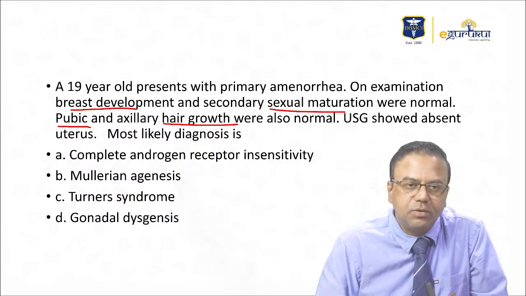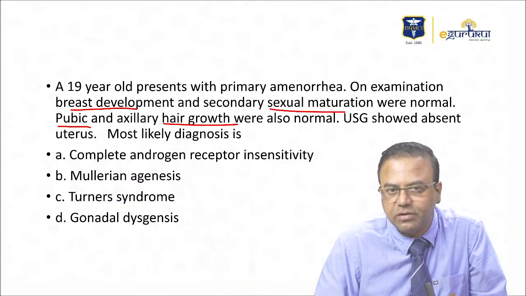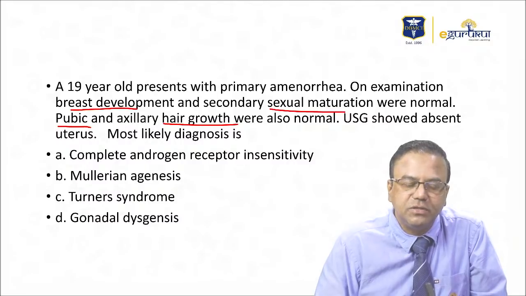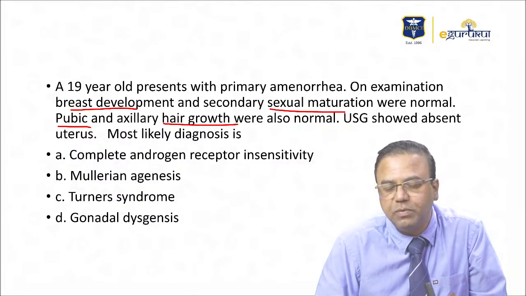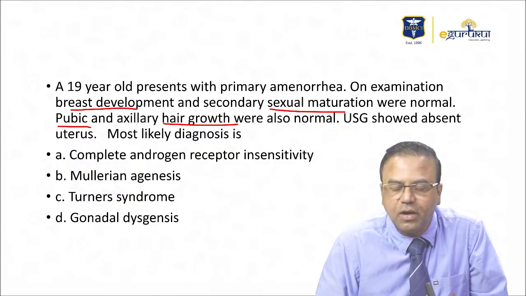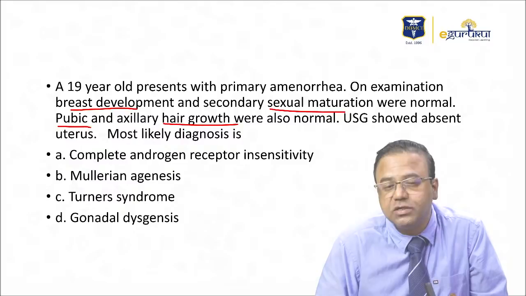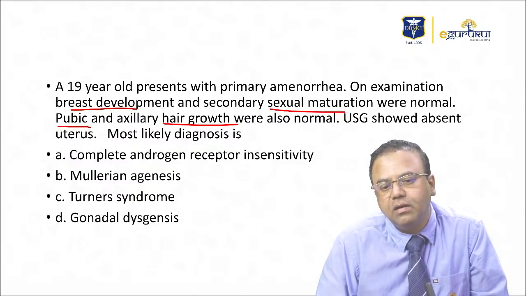So the important concept to understand is generally whenever they give you this kind of a question where they're telling you secondary sexual characteristics are well developed, that means the glands that are producing the hormones, particularly estrogen, should be functioning normally. That's the concept that strikes you. When they tell you axillary pubic hair growth is normal, it means that the androgen receptor must be functioning, because in both males and females, the axillary pubic hair growth is dependent on androgenic stimulation.